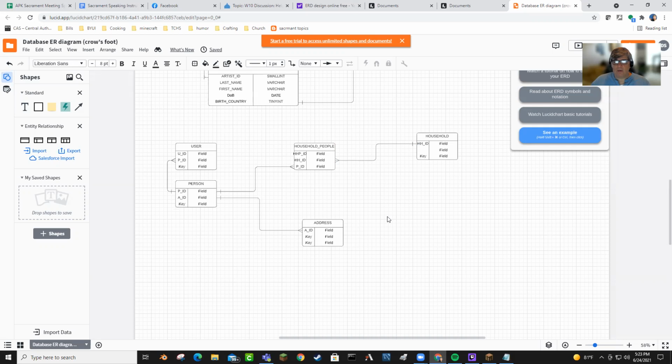Okay, but this would be the answer. So the way to maintain the address integrity is to make sure that table only touches one place. And it's only going to touch the person table. So this is how I'd make the change personally.